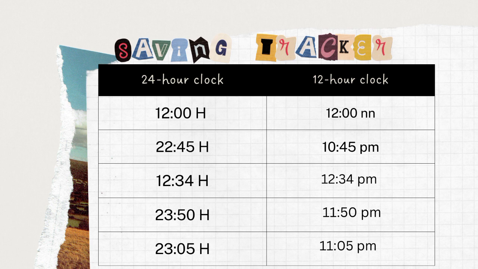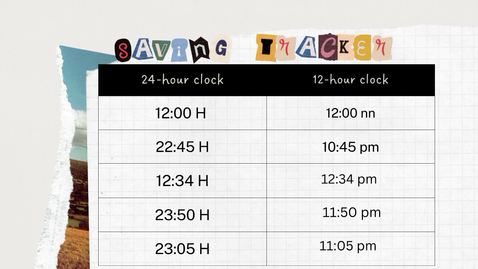So, the third one is 1234 hours. So, umaga to. Then, ang equivalent niya to 12-hour clock is 12:34 p.m. So, the fourth one is 2350 hours, ito ay gabi na. So, ang gagawin natin dyan is magbabawas ulit tayo ng 12. So, 23 minus 12 is 11. So, meron tayong 11:50 p.m.